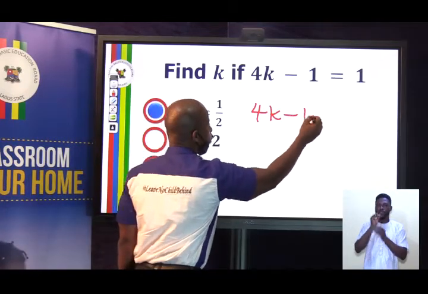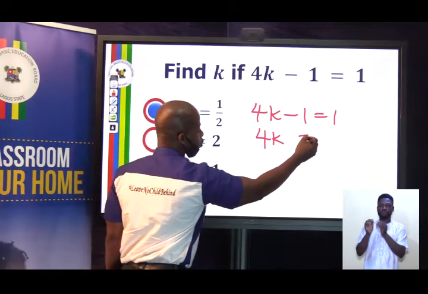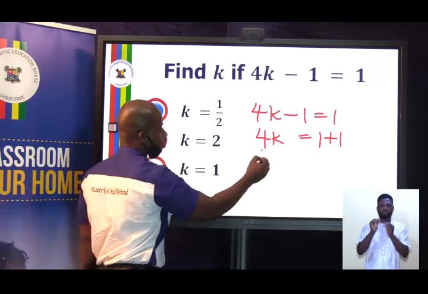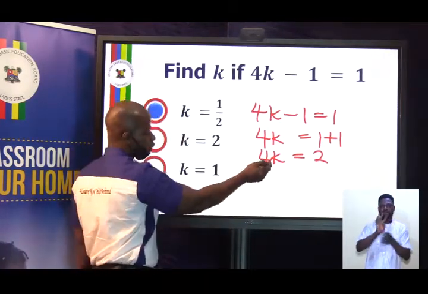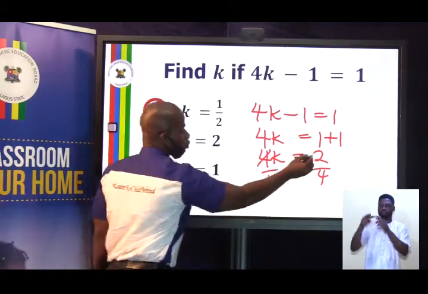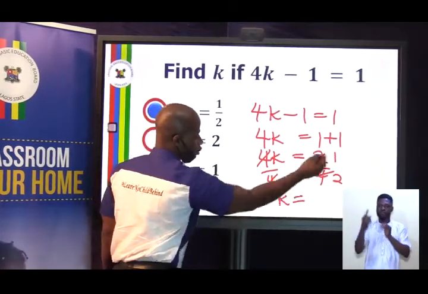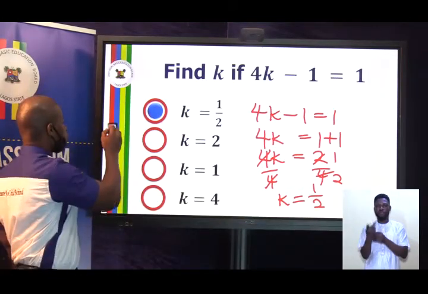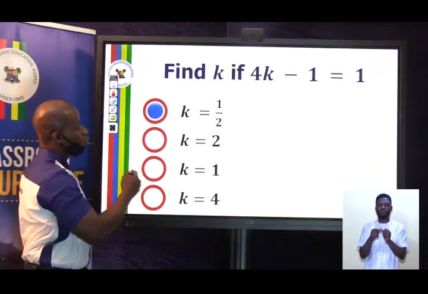4k minus 1 is equal to 1. So take all the numbers to the right. 4k equals this 1, then minus 1 becomes plus 1. So now 4k equals 2. So divide by 4 to get rid of this 4. 4 cancels 4. 2 goes here 1, 2 goes here 2. So here I'm left with k, and on the right side I'm left with 1 over 2. That means that k equals 1 all over 2. I believe you got that right. So let's just move on.